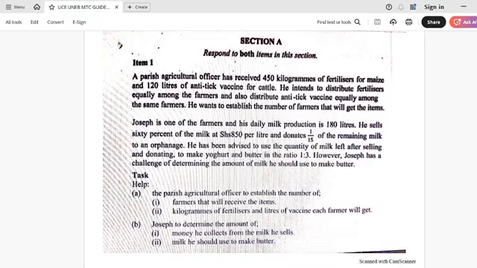Joseph is one of the farmers, and his daily milk production is 180 liters. He sells 60% of the milk at 850 shillings per liter and donates 1/15 of the remaining milk to an orphanage. He has been advised to use the quantity of milk left after selling and donating to make yogurt and butter in the ratio of 1:3. However, Joseph has a challenge of determining the amount of milk he should use to make butter. And there we got the task.